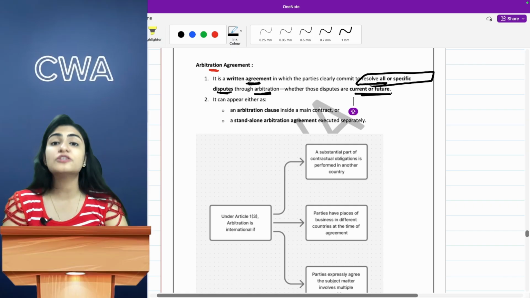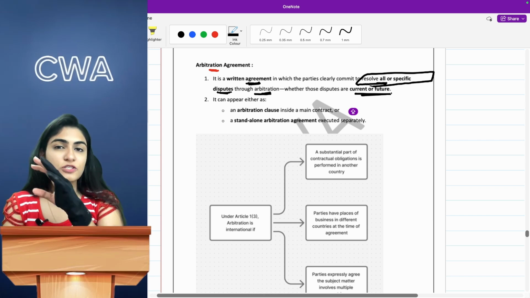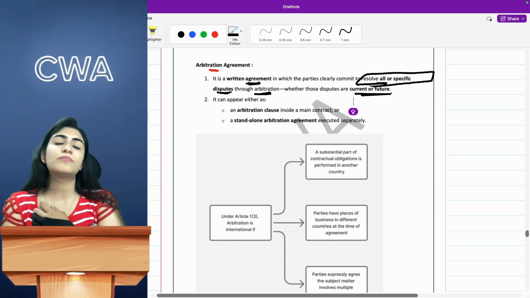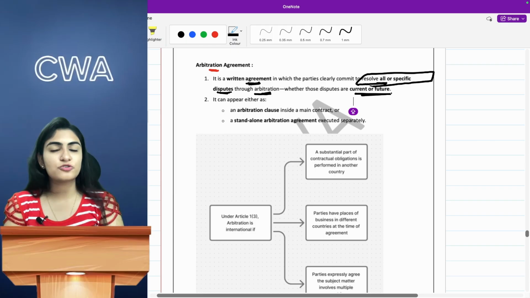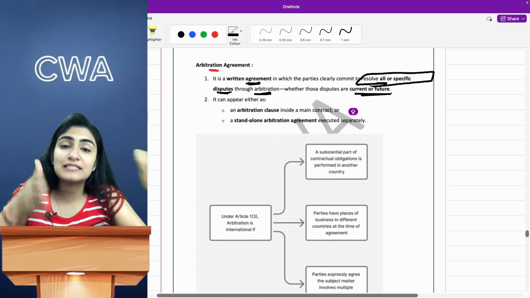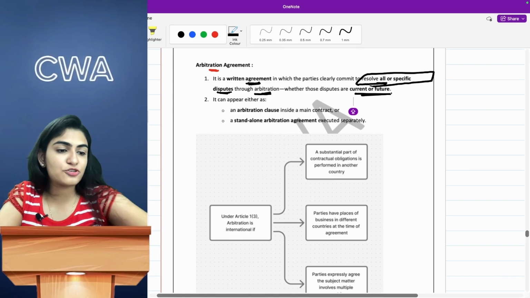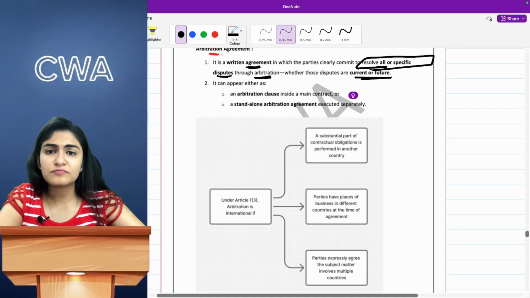So it can be a future dispute, that if in case a dispute might arise, we will go to arbitration. Or it can be current also. Let's say there was no such clause written, but later on a dispute arises, we come to a mutual agreement, we make an arbitration agreement, and we say that this particular dispute, we will be dealing with in an arbitration arrangement.